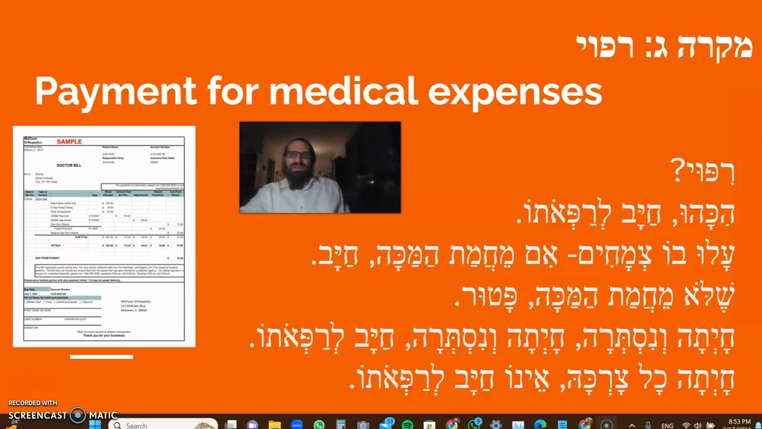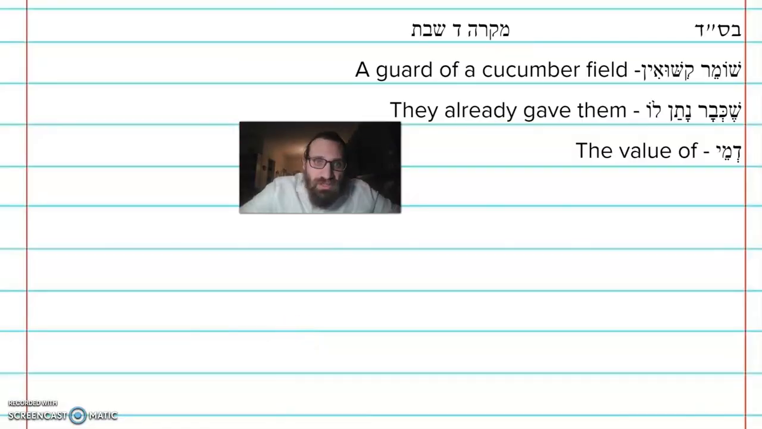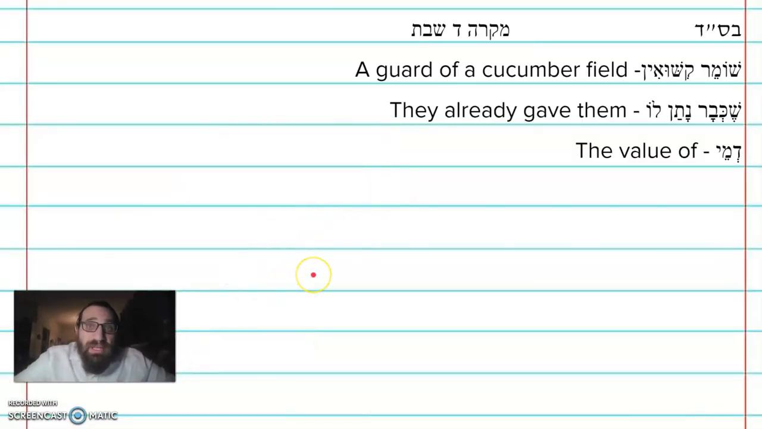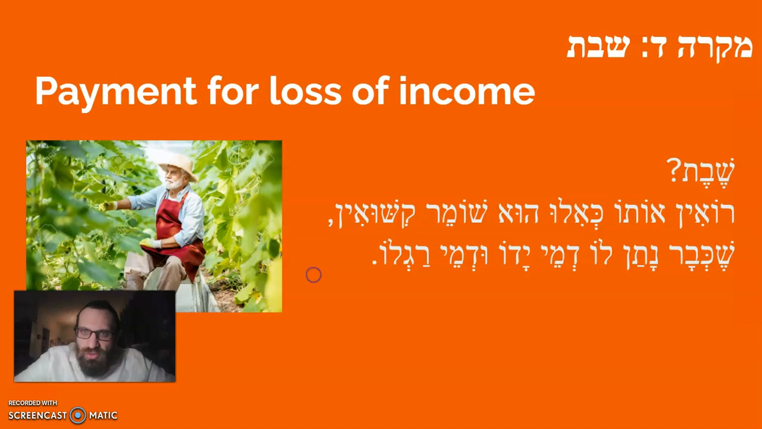Fairly self-explanatory, fairly clear. Now, even more complicated is shevet. Shevet, lack of income, right? Take these words out if you don't have them, and they might look really strange to you, right? We say shevet. Ro'in oto ki'ilu hu shomer kishuyim. Again, that ro'in oto, we look at him as if ki'ilu hu shomer kishuyim.